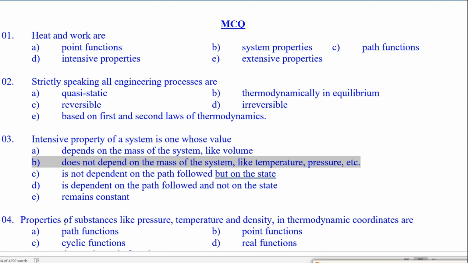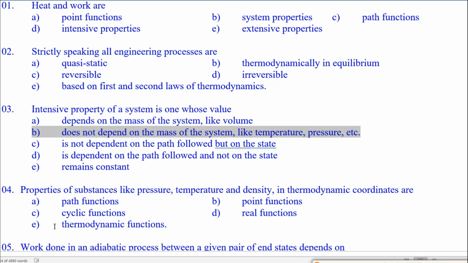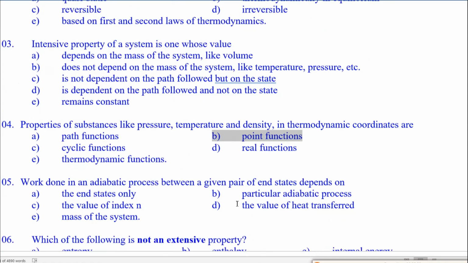Question 4, properties of substances like pressure, temperature and density in thermodynamic coordinates are path function, point function, cyclic function, real function and thermodynamic functions. So properties of substances like pressure, temperature and density, those are, we know, point functions. What are the path functions? Heat and work.